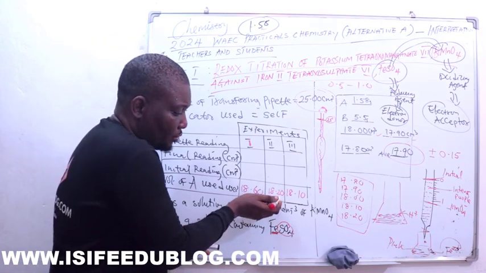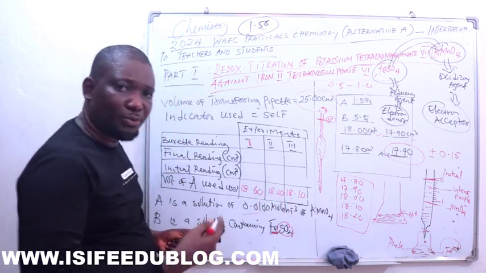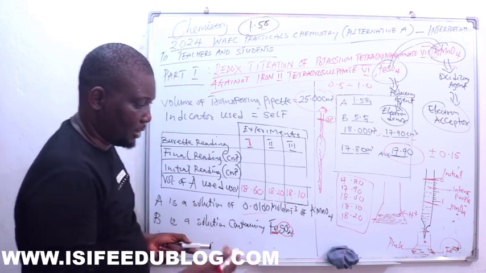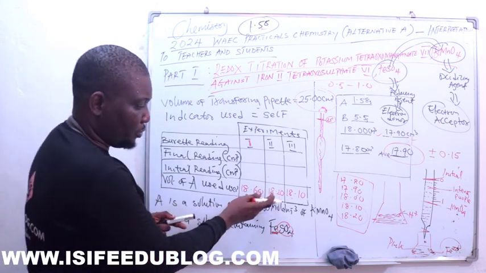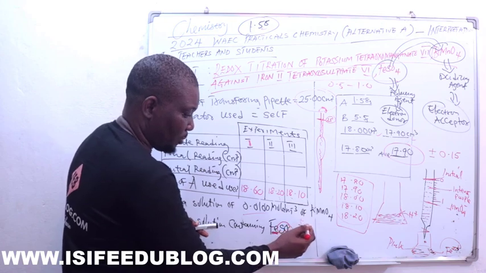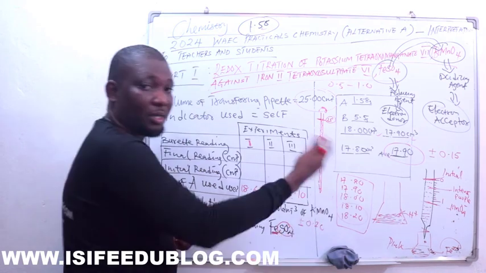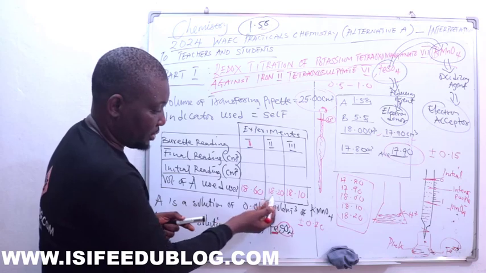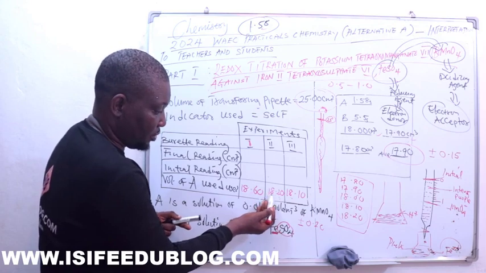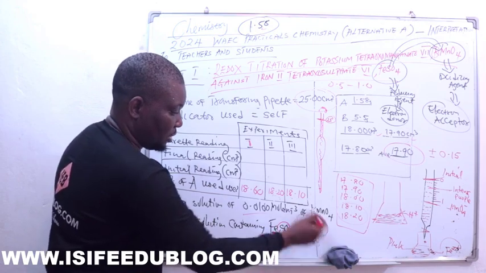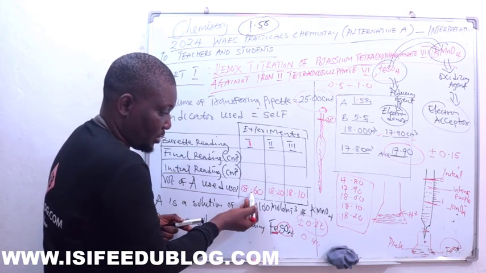The reason you use these two as your average volume of acid is consistency. WAEC insists that the consistency should be plus or minus 0.20 for the next reading. Okay? Between this and this, you check the difference, either this minus this or this minus this. If the difference is something like plus or minus 0.4, it's not within this range. So this particular rule is voided.